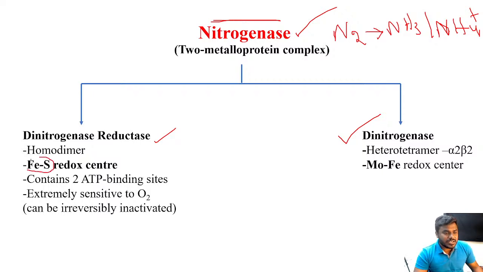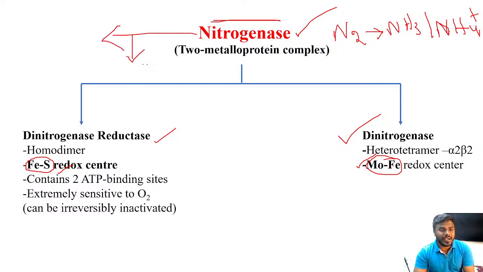Dinitrogenase contains an iron sulfur redox center and a molybdenum iron redox center. Just remember like this: iron sulfur and molybdenum iron. Friends, from the start of the lesson, I was repeatedly saying that the nitrogenase enzyme will get inactivated if there is a presence of oxygen.